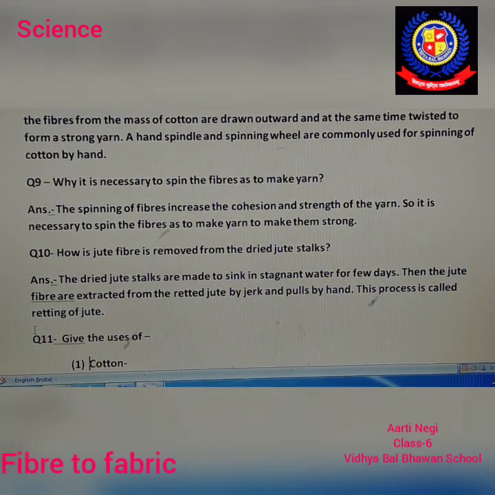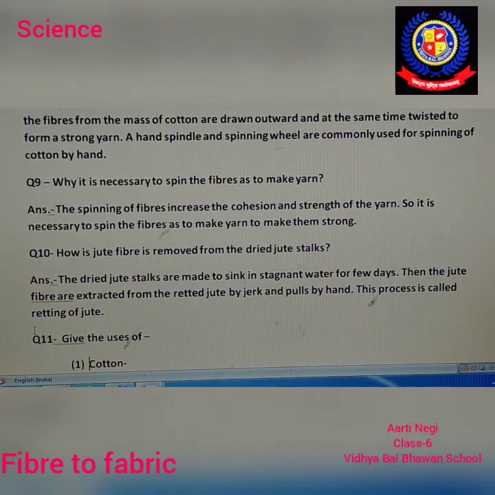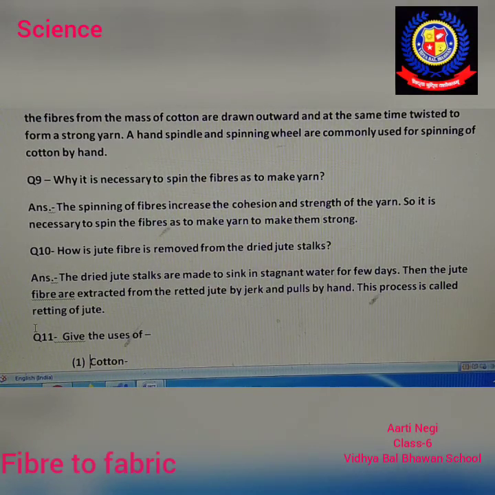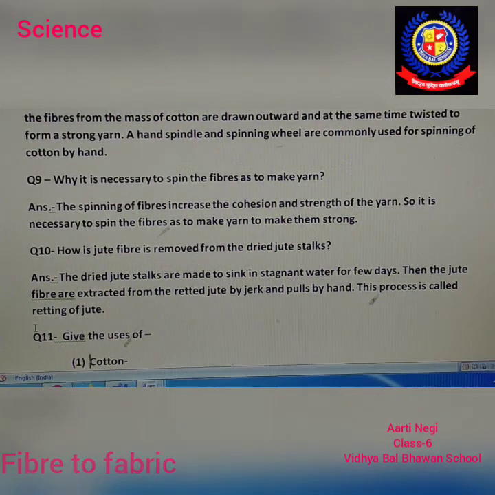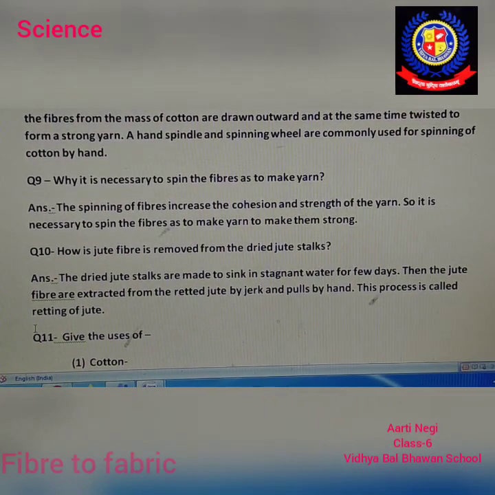Now come to question number 10. It is: how is jute fiber removed from the dried jute stalk? This is the process of retting that I have explained to you. Means taking out jute from the jute plant is called retting.